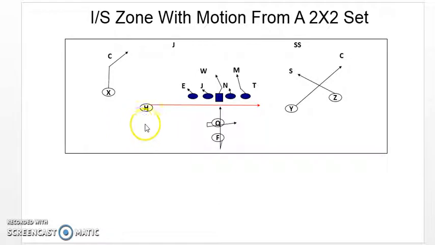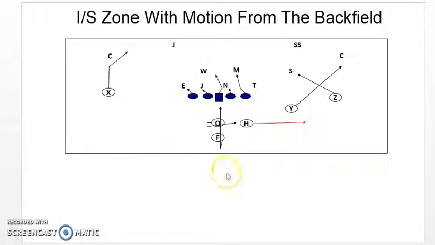The first one is just simply a 2-by-2 formation, motion H across. Everyone does their same job. Zone left, cross blocking for the screen. You can stalk block it if you'd like, but I've done both, and I like the cross blocking much better. All right, another way to get to the same idea, the same concept.